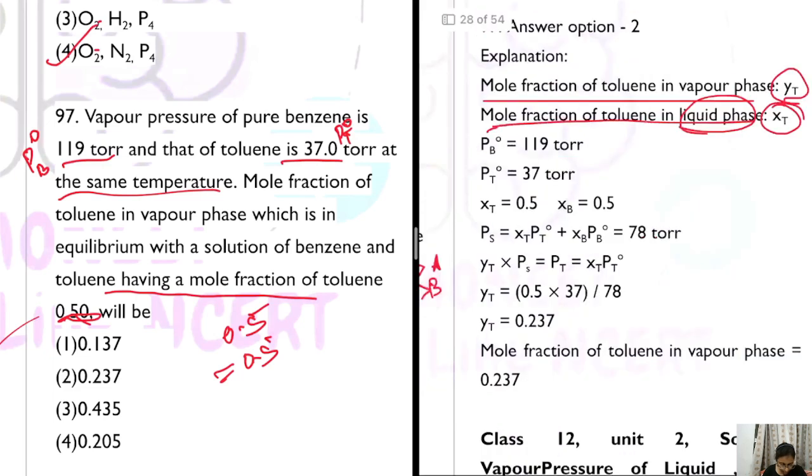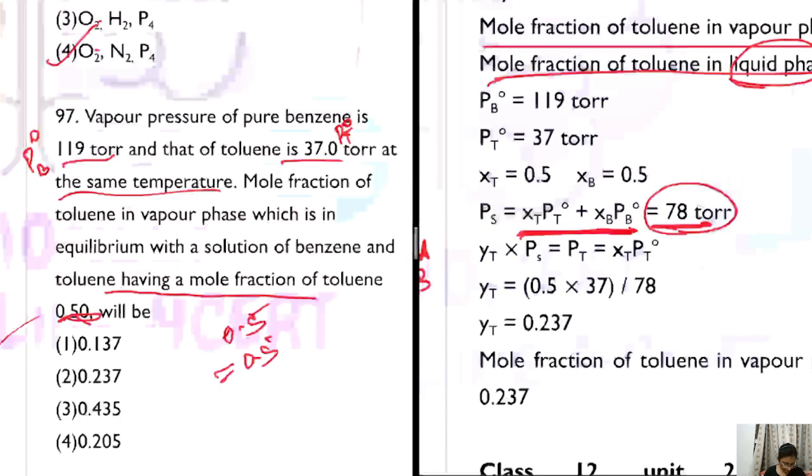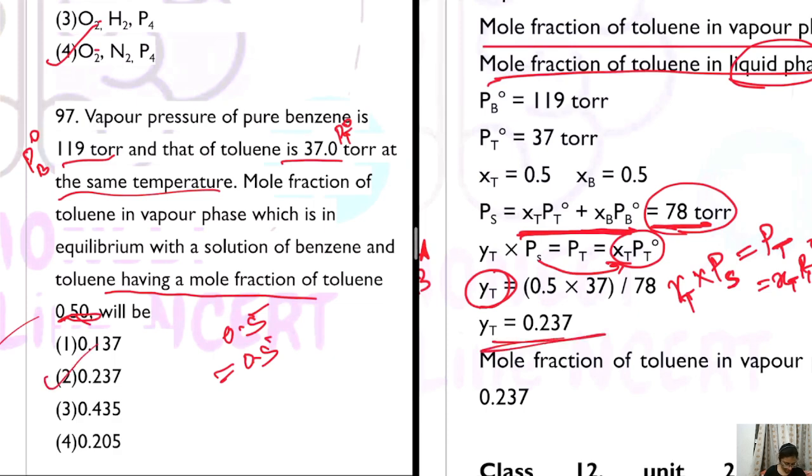So see, the total vapor pressure of the solution is the addition of both the components. So this is given to be this. On putting the values, we'll find it to be this. Now for vapor phase, we'll have YT into the total vapor pressure of the solution equals the vapor pressure of toluene, that is equal to this. So we'll substitute the values. YT, this we know, we'll divide it by this and we'll get the answer to be 0.237. Let's see the next question.